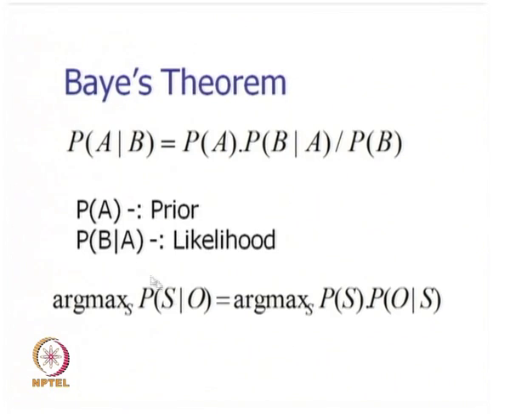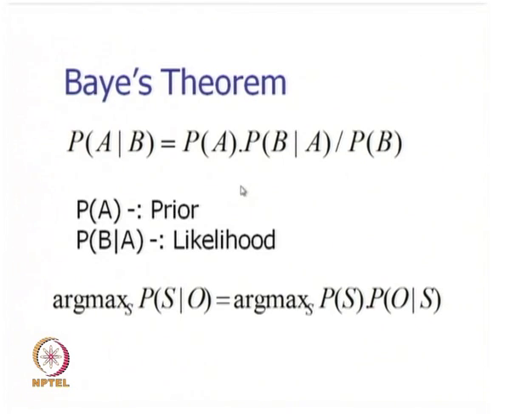Now, when we take argmax over S of P(S given O), we can equivalently make the expression as argmax over S of P(S) into P(O given S). It is not difficult to see that the denominator P(O) can be ignored, because it is independent of S and it comes as a constant factor for all these expressions, P(S) into P(O given S) divided by P(O). So, P(O) is independent of S and therefore, it can be eliminated from consideration. So, this is Bayes theorem and it is a very powerful construct.